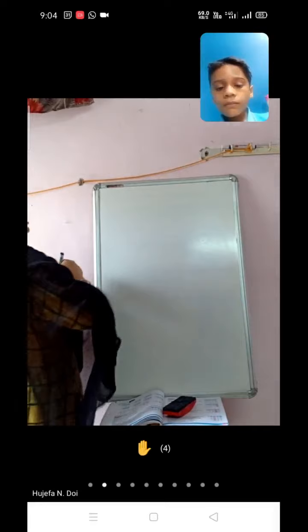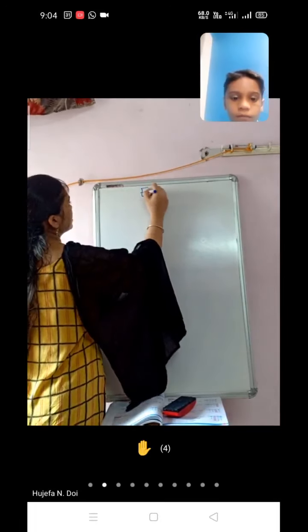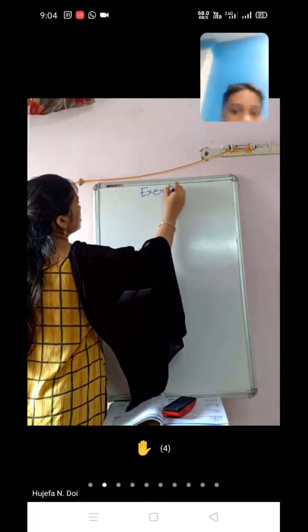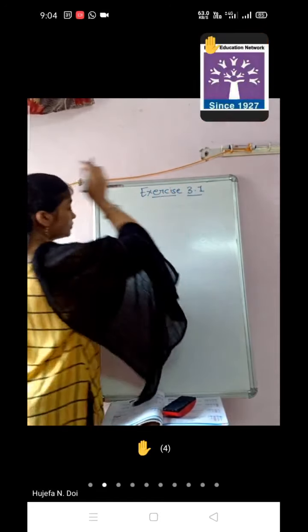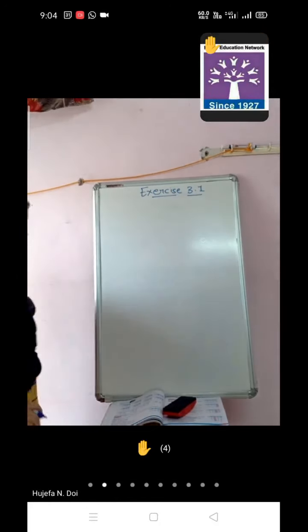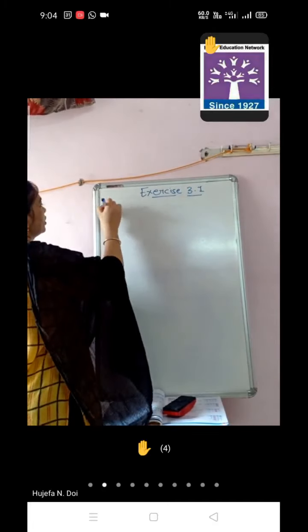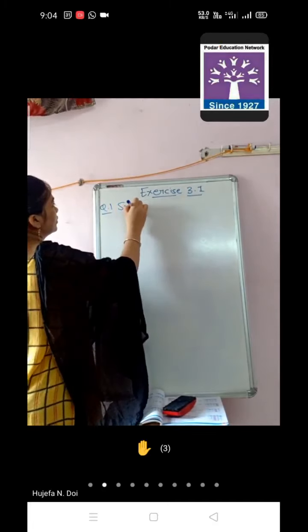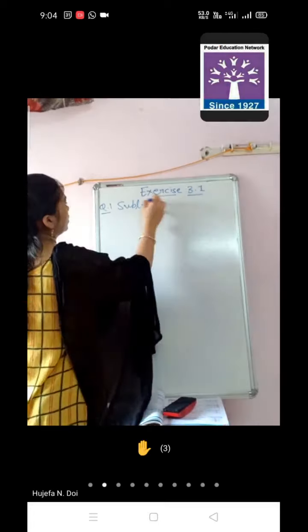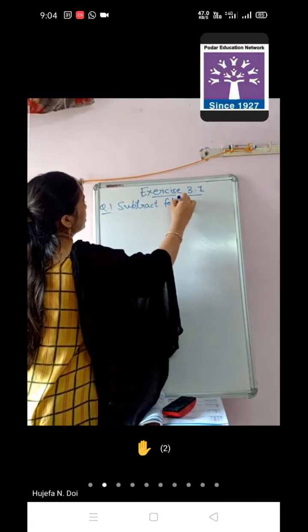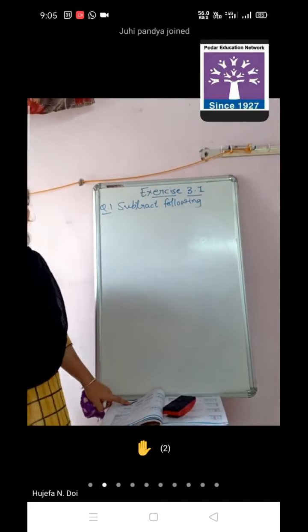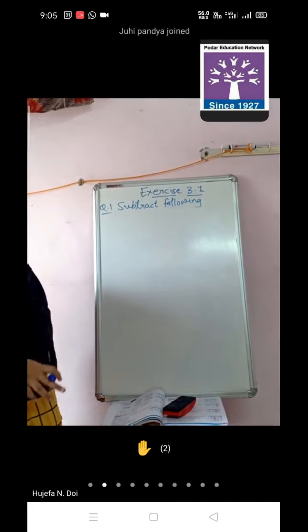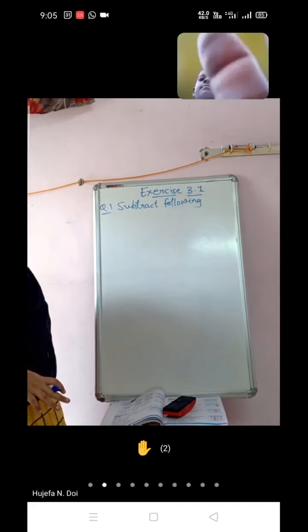Write down the heading in the notebook. Exercise 3.1. Question number 1. Subtract the following. Write down in the notebook only. No need to open. You have to just look at the textbook but write in the notebook. Mute yourself.